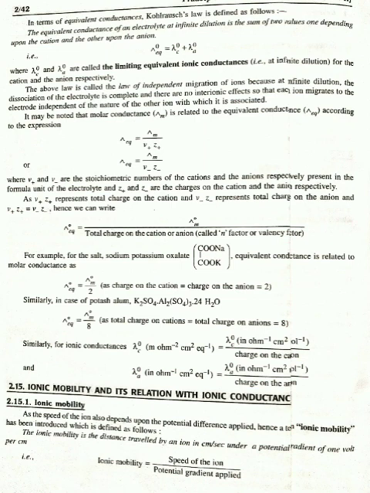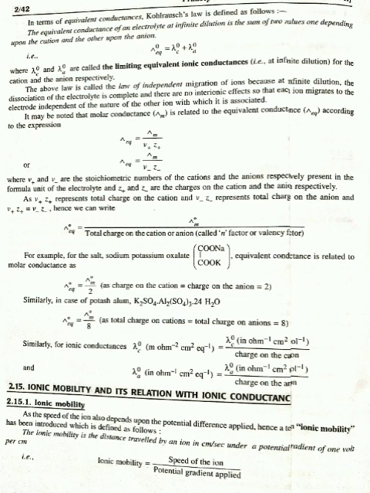For example, for the salt sodium potassium oxalate, equivalent conductance is related to molar conductance as λequivalent⁰ is equal to λm⁰ upon 2, as charge on the cation is equal to charge on the anion is equal to 2. Similarly, in the case of potash alum, K2SO4·Al2(SO4)3·24H2O, λequivalent⁰ is equal to λm⁰ upon 8, as total charge on the cation is equal to total charge on the anion is equal to 8.